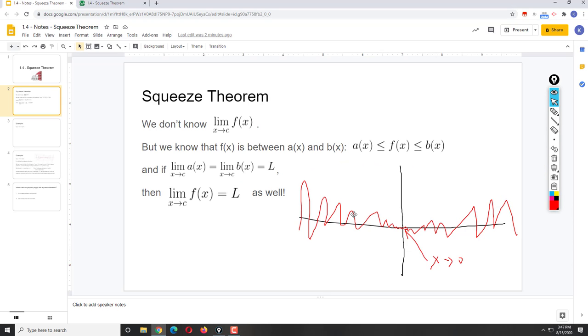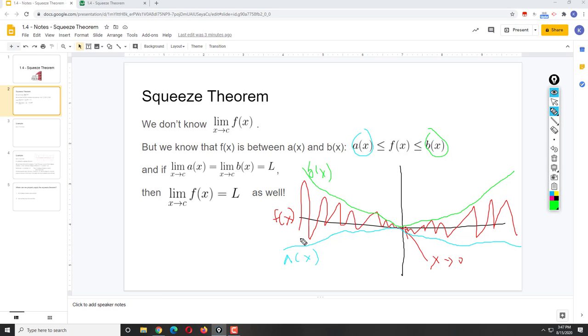Well, if we can find two other functions, a of x and b of x, I'm going to use blue for a of x. So a of x is always smaller. Like a of x maybe looks like this. That's a of x, whereas red is f of x. So f of x is always bigger than or equal to a of x. And we'll find a bigger function, b of x, that is always bigger or equal to. So this is b of x.